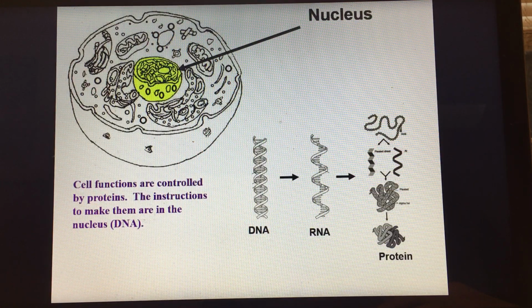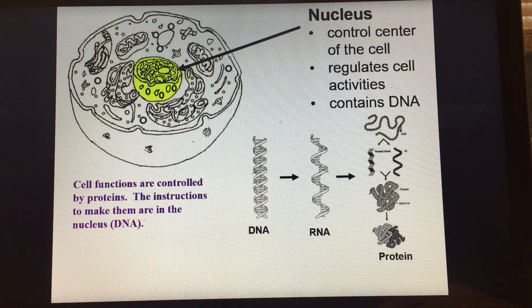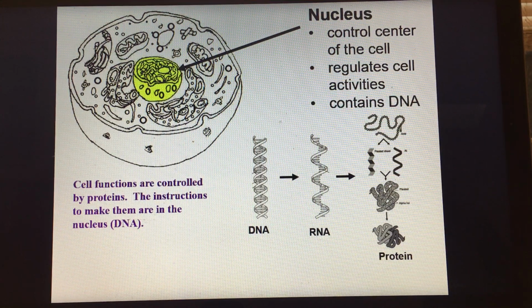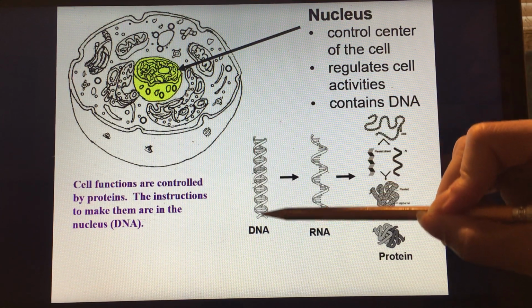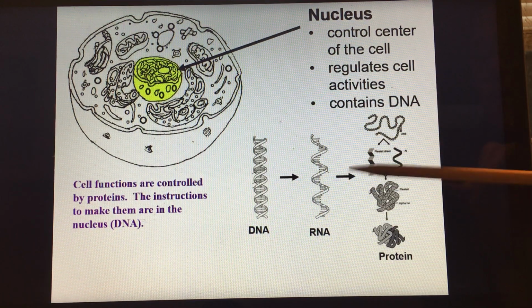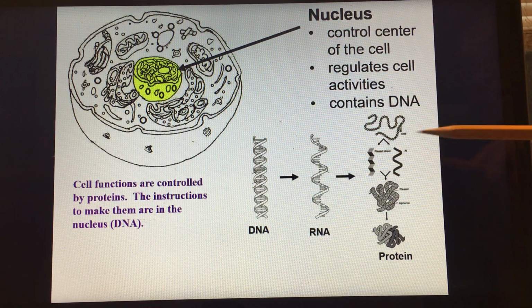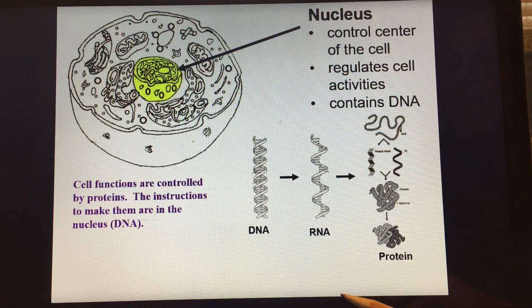So now we're going to talk about the nucleus. The nucleus is referred to as the control center of the cell because it regulates cell activities. And the way it does that is by containing DNA, and you'll learn later next semester how DNA controls all cell activities. DNA is the instructions to make RNA, which is the instructions to make proteins. So it controls all of the cell functions by having instructions and producing very specific proteins at the right time. So cell functions are all controlled by proteins, and the instructions to make them are in the nucleus.